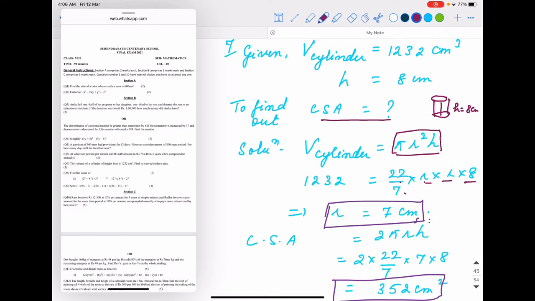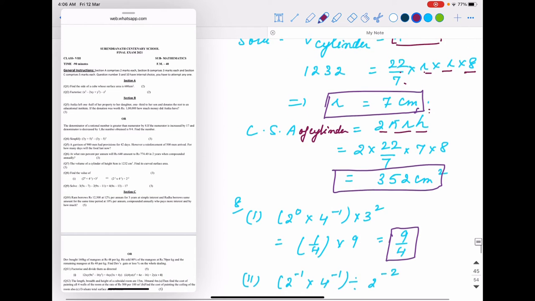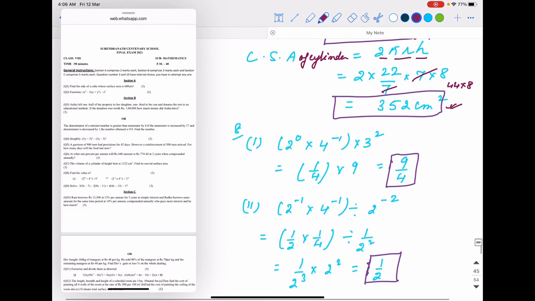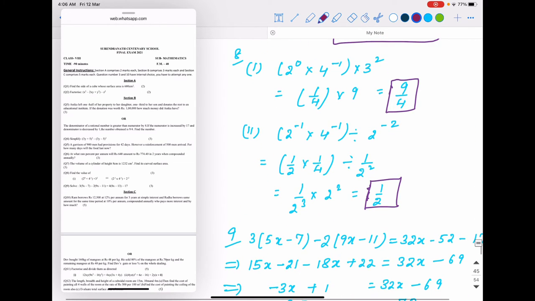This we put in the formula for the curved surface area of a cylinder, that is 2 pi r h. Putting in the values and simplifying, you are getting 352 cm². That is 44 into 8. If you multiply, it is 352 cm².